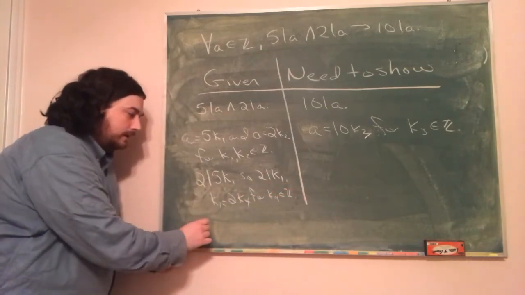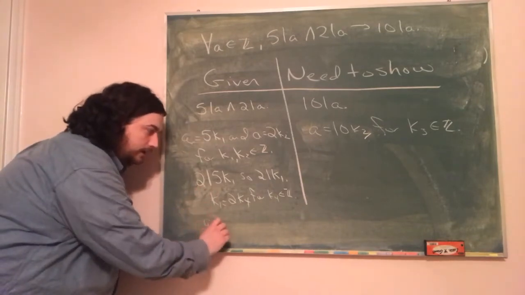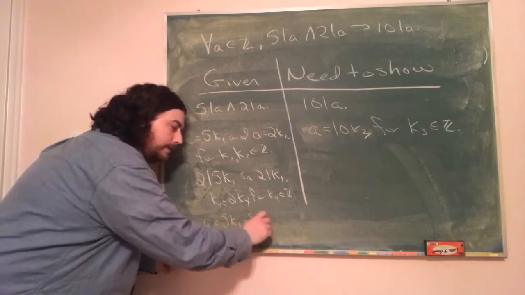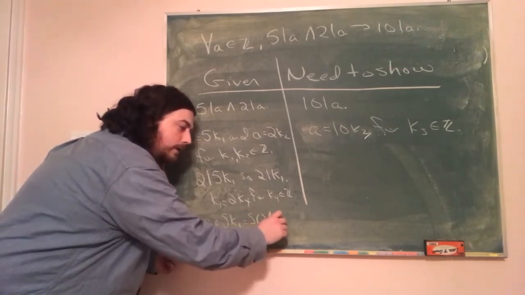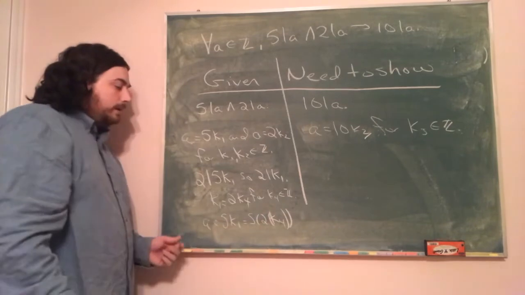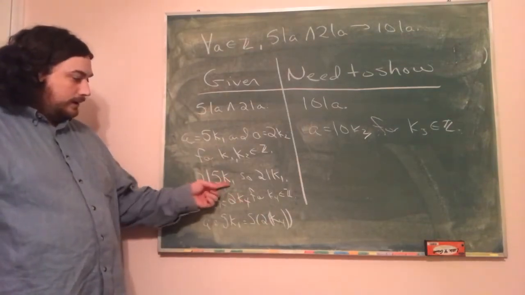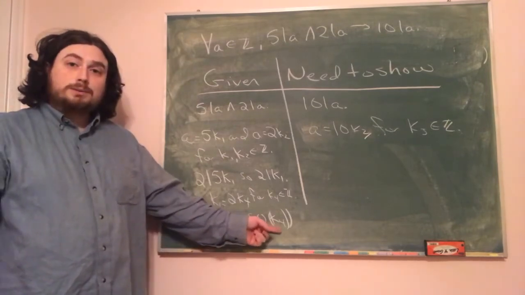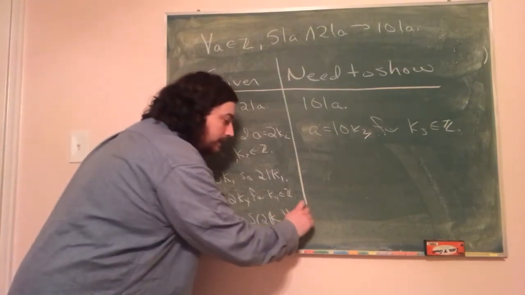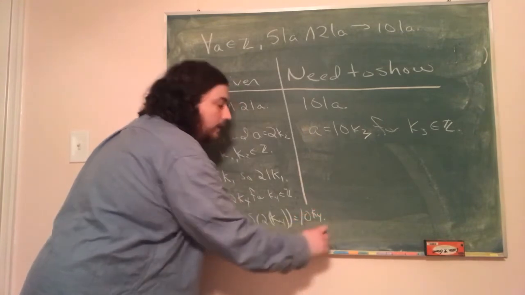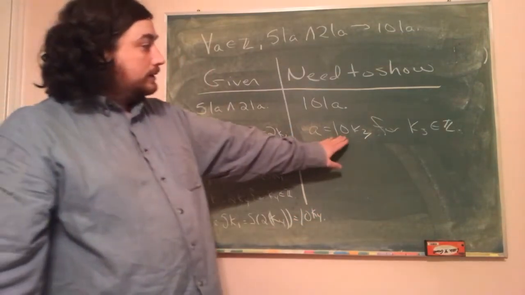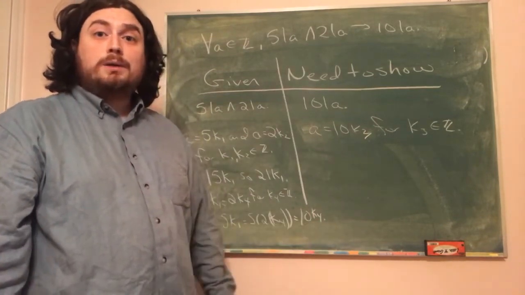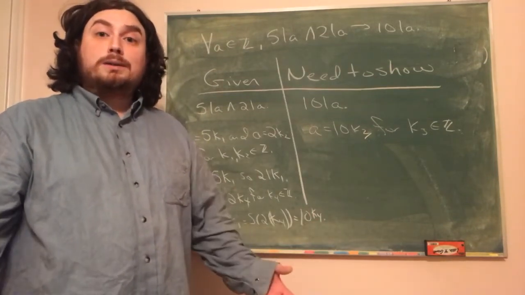Now, if I combine that together, what I get is a is equal to 5 times k1, which is equal to 5 times 2 times k4, because k1 is indeed equal to 2k4. So what we get is a is equal to 5 times 2 times k4, but that is 10 times k4. And since we wanted to show a is 10 times some integer, we just let that integer be that k4 we were talking about. And actually now we have what we want.